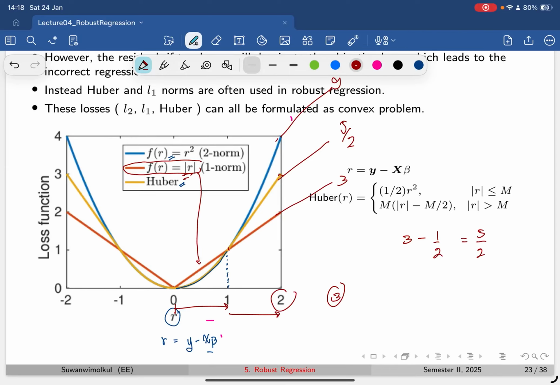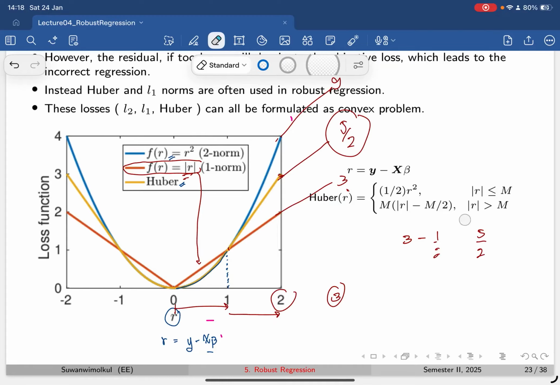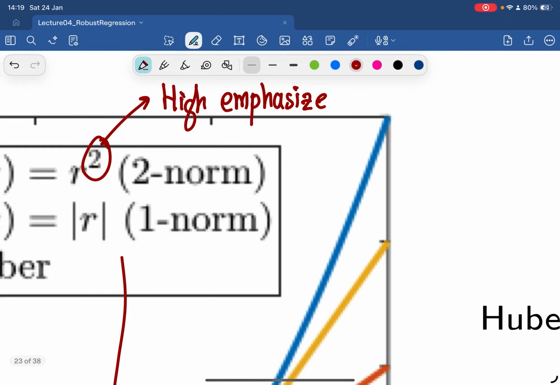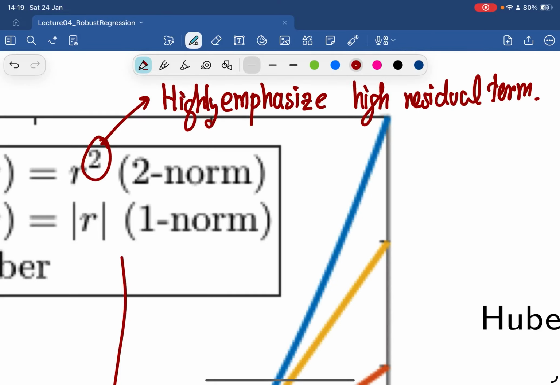This one, in fact, should be lower than that. Maybe there are some errors when I plot this function, because I might have forgotten the scaling. Maybe there's some scaling up here, that's why. Anyway, just letting you know that, in fact, because of the square here, it actually puts high emphasis on, or highly emphasizes, the high residual terms. That's it.